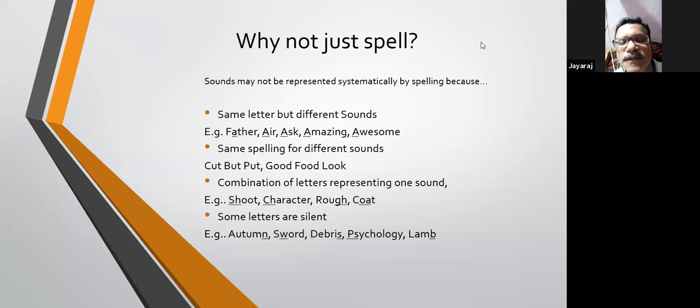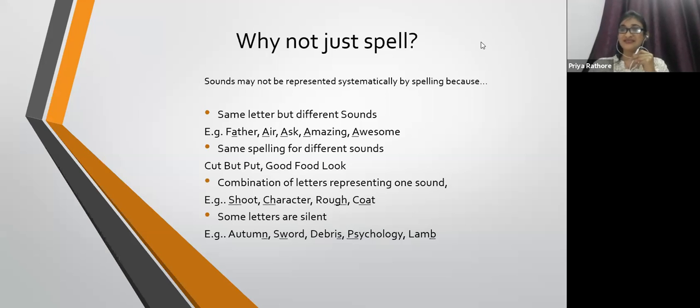Okay, you'll get the answer, yes, exactly, in the syllables. You will not get the answer in the pronunciation. Okay, and lamb. All right.